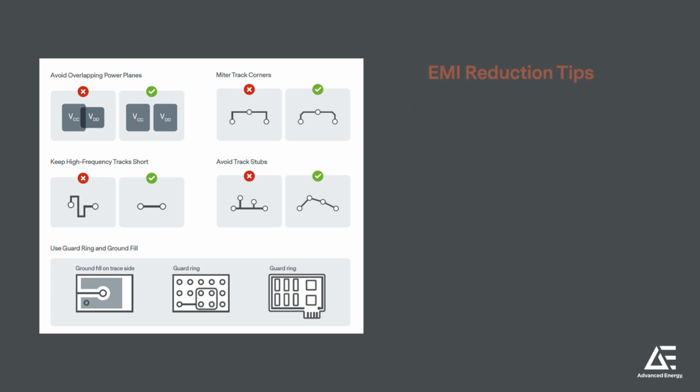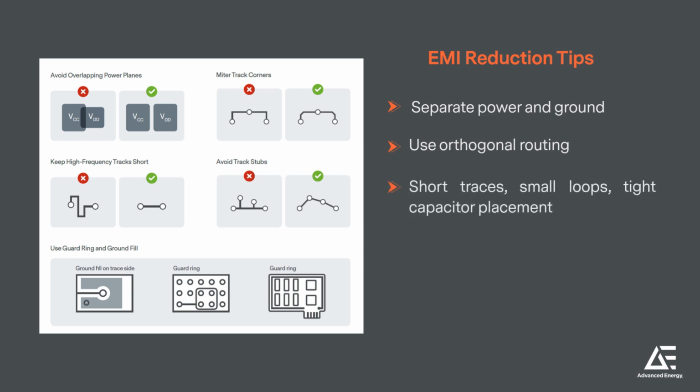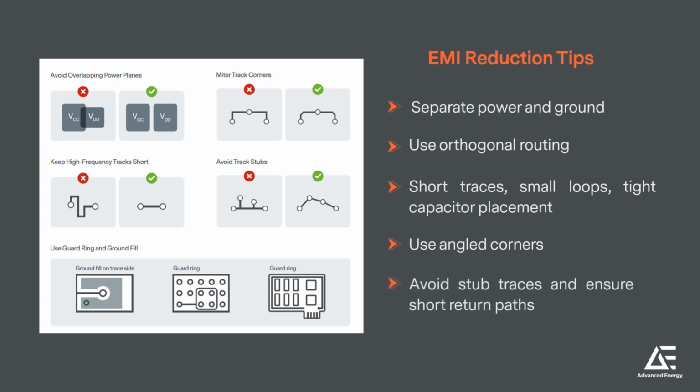To reduce EMI through layout, separate power and ground. Use orthogonal routing between layers. Minimize trace length and loop areas with tight capacitor placement. Use angled corners, which helps the signal flow more smoothly. Avoid stub traces and ensure short return paths.